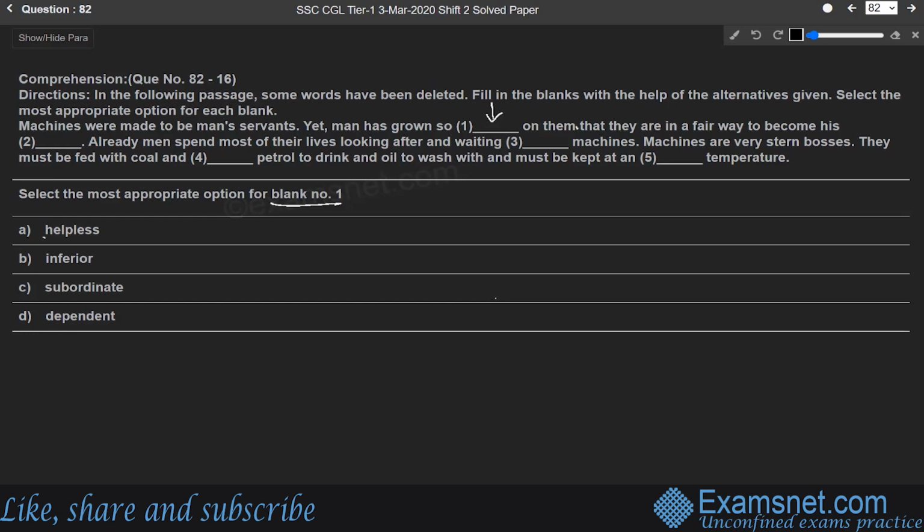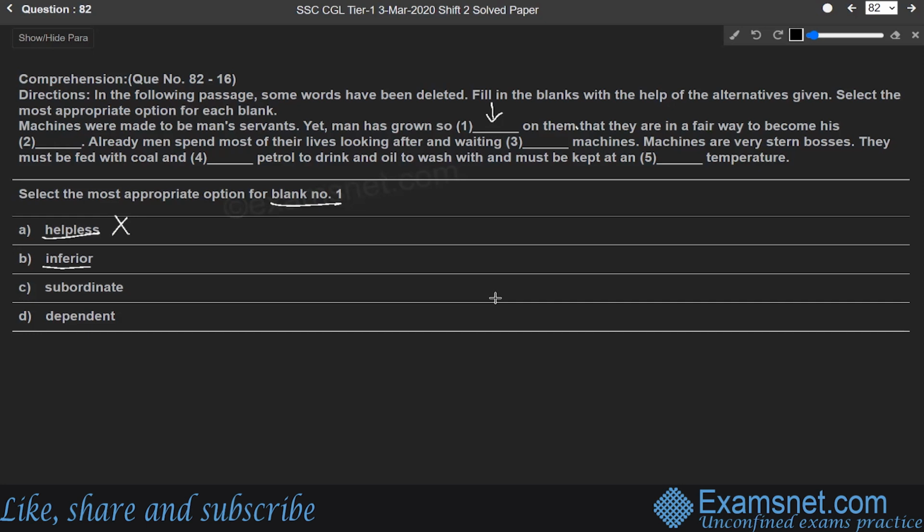First option is helpless. We know that the passage here refers to the machines and the relationship with men. And men cannot grow helpless on machines, right? So this would not be correct. It would be a wrong preposition. So the first option is not correct. Moving to the second option.